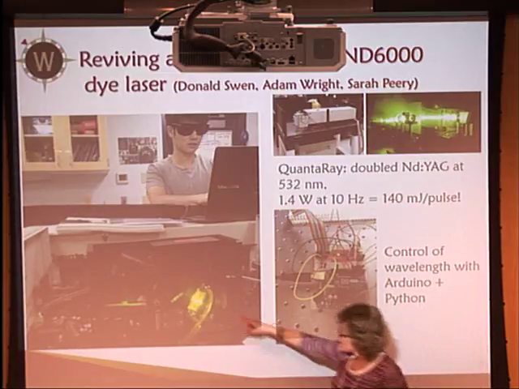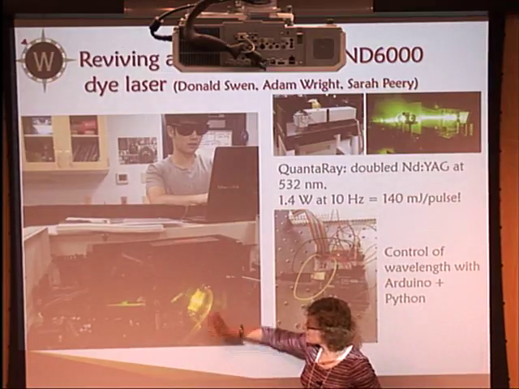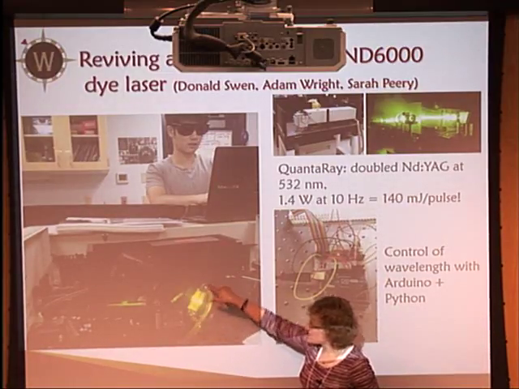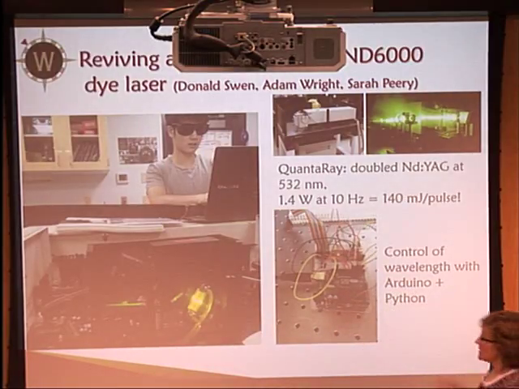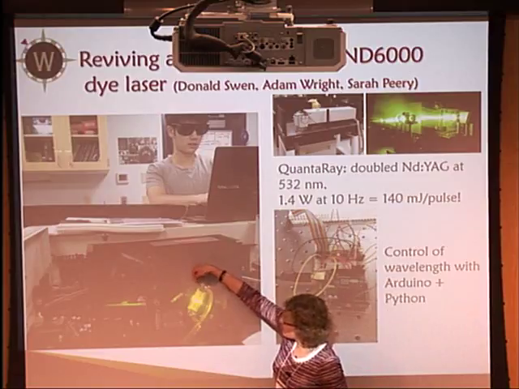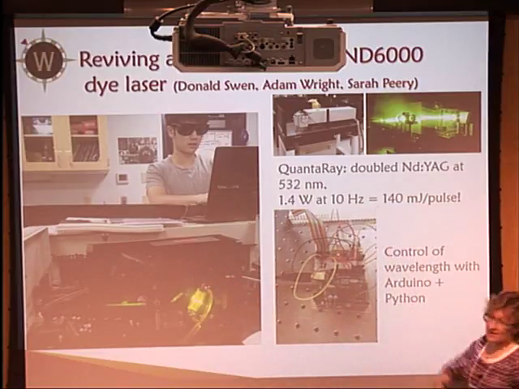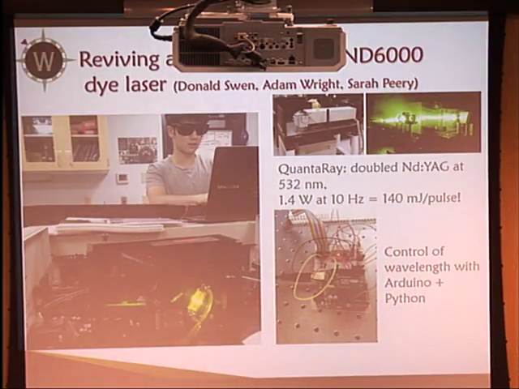The heart of that dye laser is this little yellowish thing that you see. That's a glass cell, and we have some tubing attached, and we run a dye solution through the glass cell. And then you pump that dye solution from the back with this Quantum Ray laser over there. That's a pulsed laser, neodymium YAG, that's running at 532 nanometers.